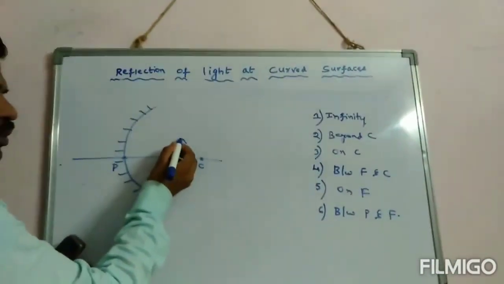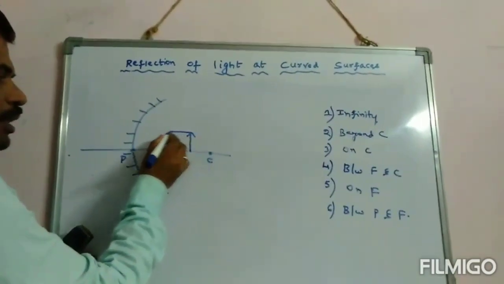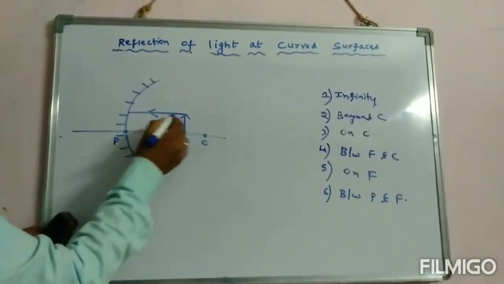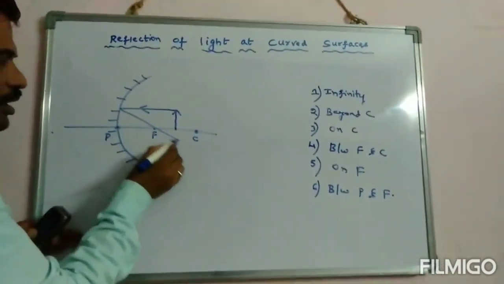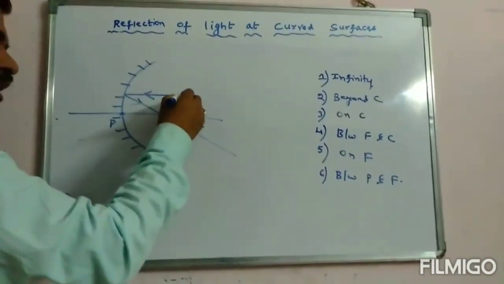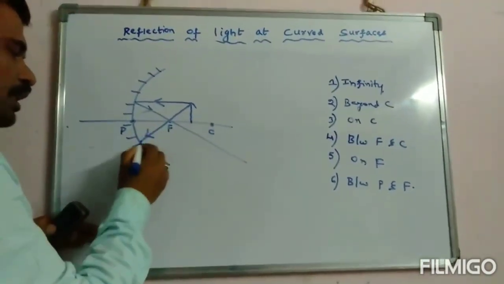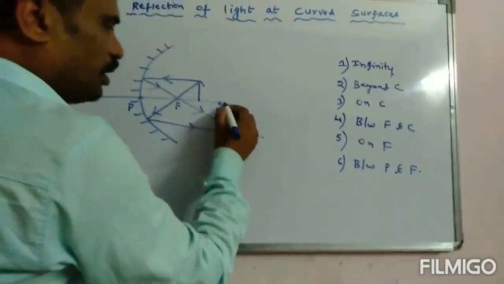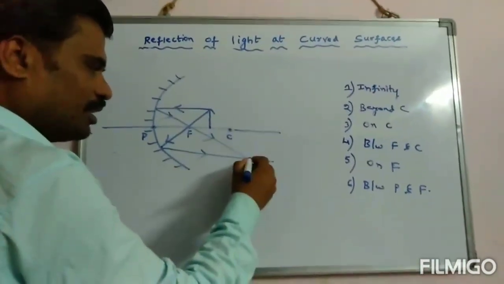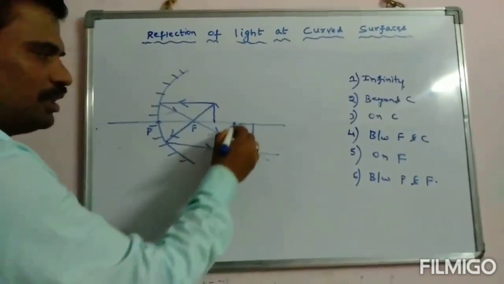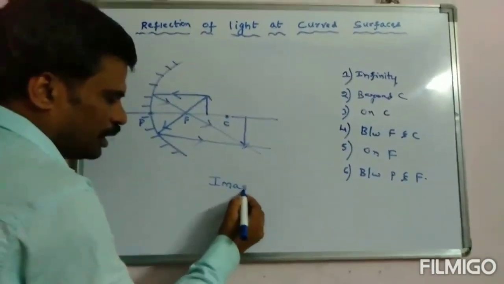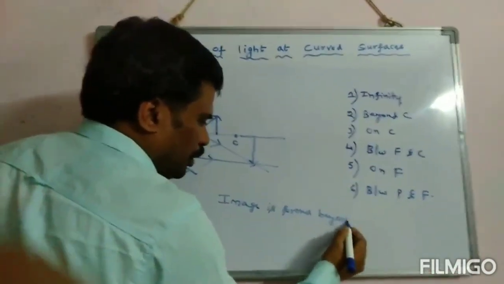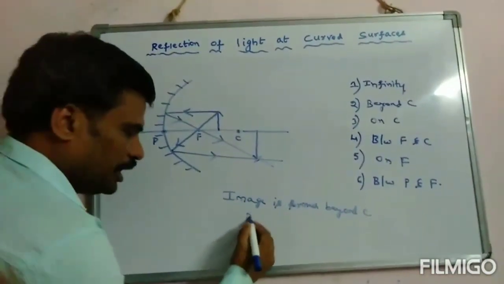Now again I take the ray parallel to the principal axis, coming from the object and incident on the concave mirror. If any ray comes parallel to the principal axis, it passes through the focus. If any ray passes through the focus, it will become parallel to the principal axis. Where do both the reflected rays meet? Beyond C. The image is formed beyond C, and the image is real.